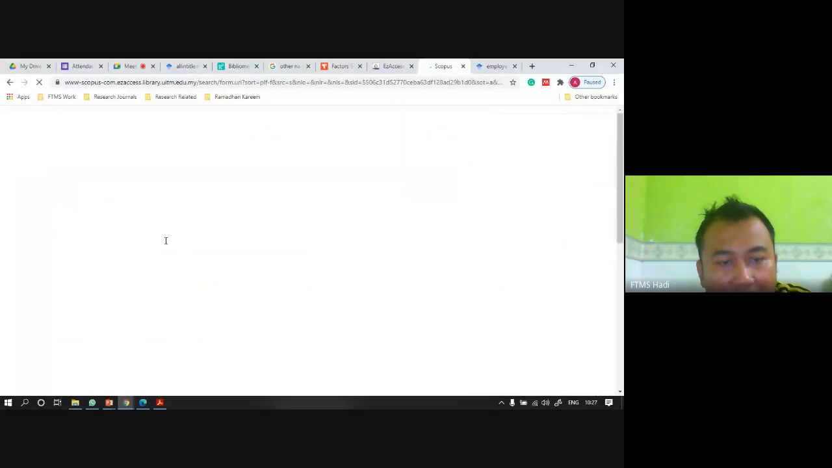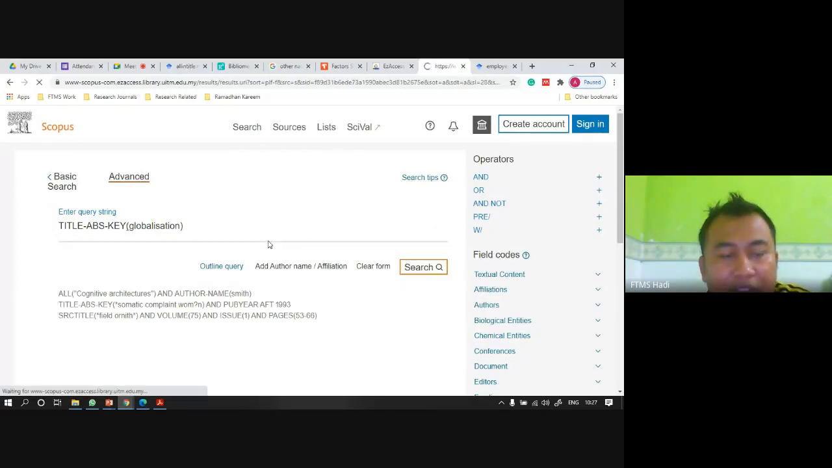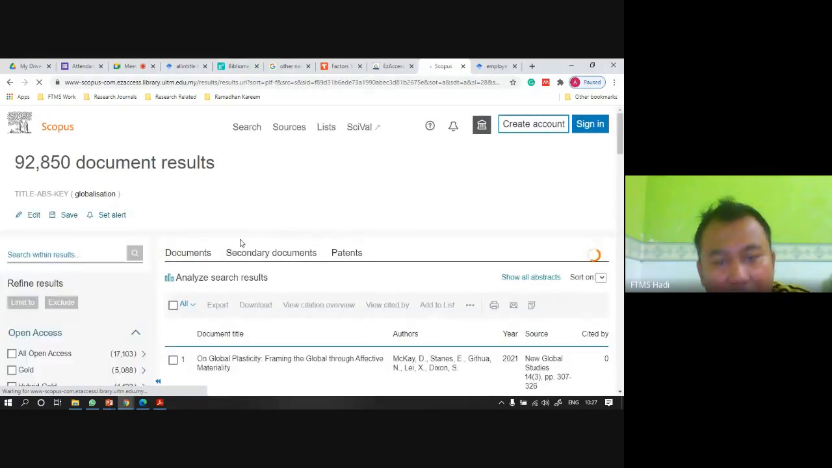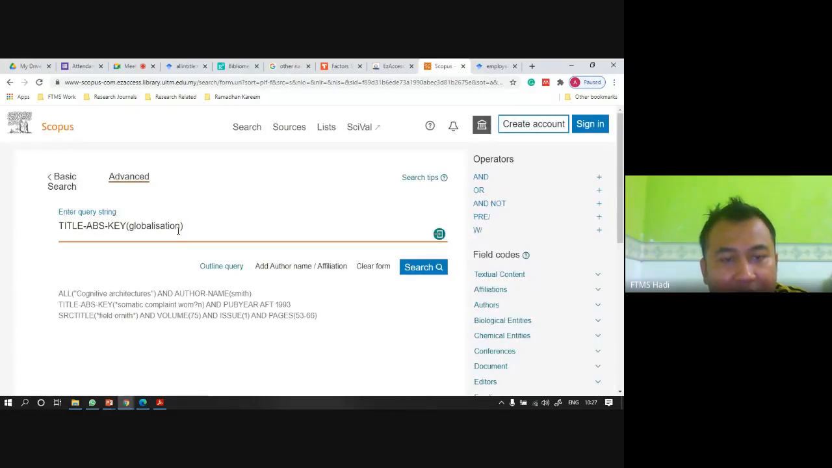Globalization, and then globalization, because of American and English spelling. Almost similar. What I'm saying here is that if you search by asterisk, using truncation and wildcard, it will lead you towards diversification of searching.